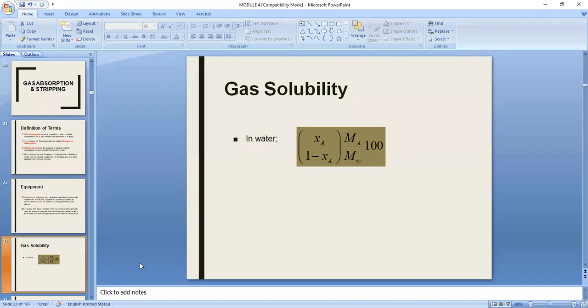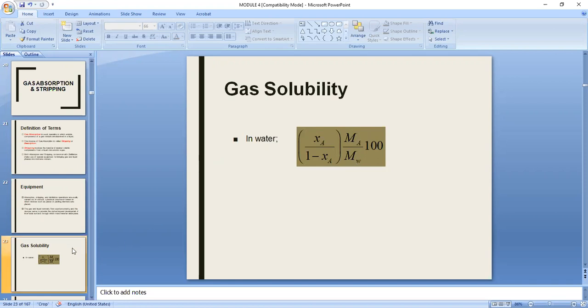Now, for gas solubility, this is an equation taken from the handbook. This allows you to determine the solubility of gas in water. So if the solvent is not water anymore, this particular formula will not work. This is only for the solubility of a particular gas in water. So you have here the mole fraction of gas A in the liquid phase, and you have here the molecular weights of A and that of water.